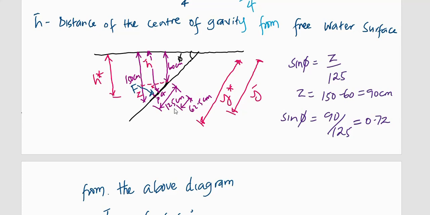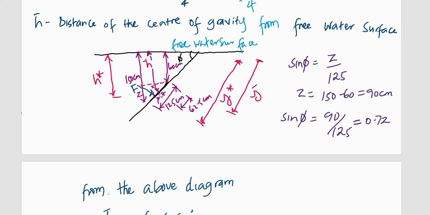Now, the lamina is 125 centimeters in diameter, meaning that from the center of gravity to either of the extreme ends, the distance is 62.5 centimeters, and it is along the incline. We also have to indicate these distances: the 60 centimeters to one extreme end of the lamina, then the 150 centimeters to the other extreme end of the lamina. Now we need to also indicate H bar, which is the vertical distance from the free water surface to the centroid. That is H bar.